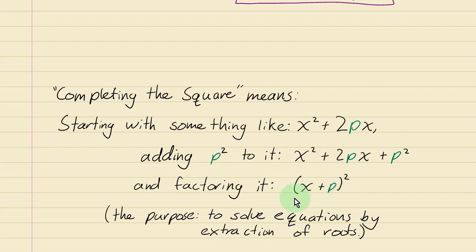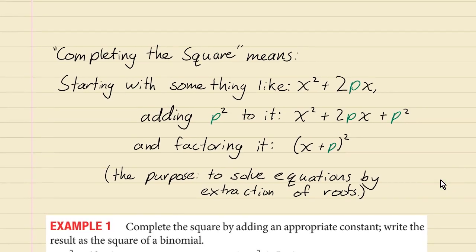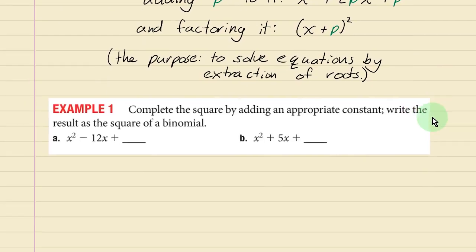Because we just saw that if you FOIL out x plus p times x plus p, it's the same thing as x squared plus 2px plus p squared. So that's what completing the square is all about. We're not going to get to it yet in this video, this is just background, but we're going to be able to use this as a technique to solve equations by extraction of roots that we couldn't solve any other way. So here's an example.